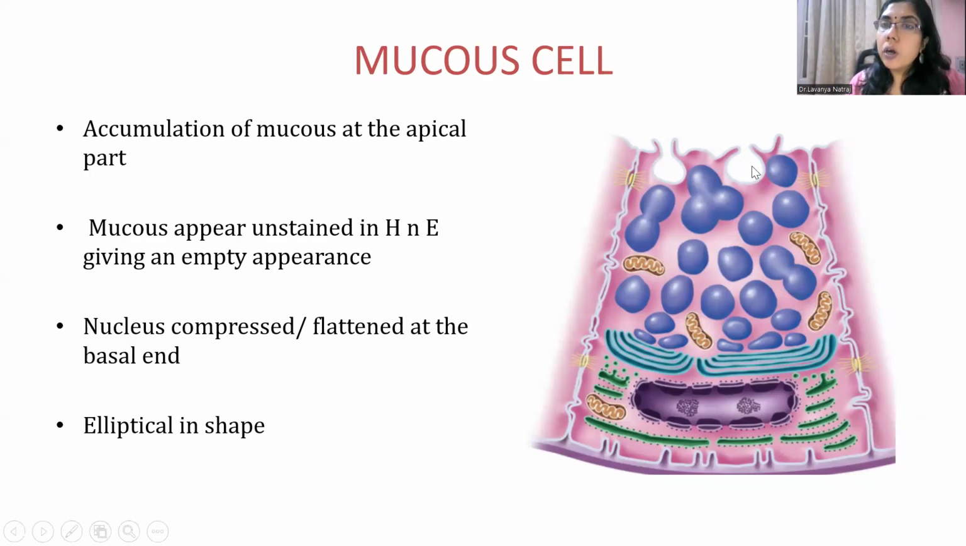So because of this huge accumulation of mucin, the nucleus is compressed. Can you see the compressed, flattened nature of the nucleus? So they will be flattened at the basal end. That is why you draw a line for the mucous cell. The nucleus will be drawn flat at the basal end of the mucous cells. The nucleus is elliptical in shape. So that is the structure of a mucous cell.